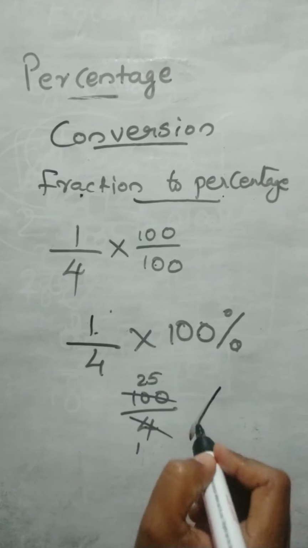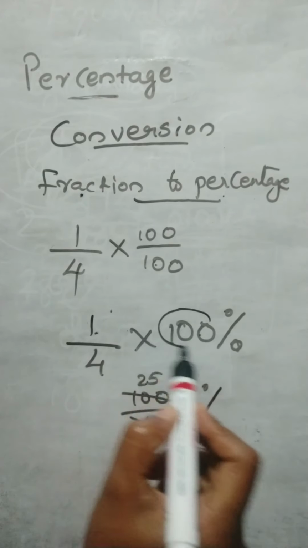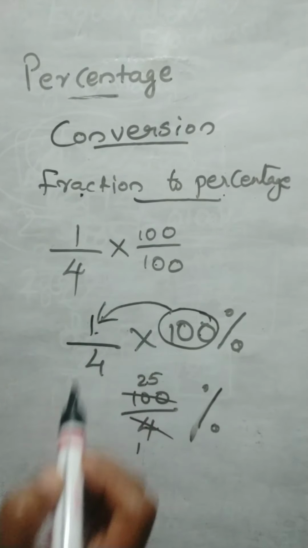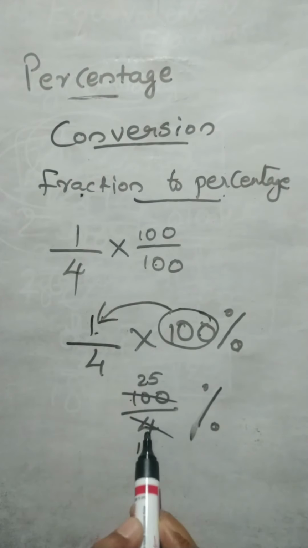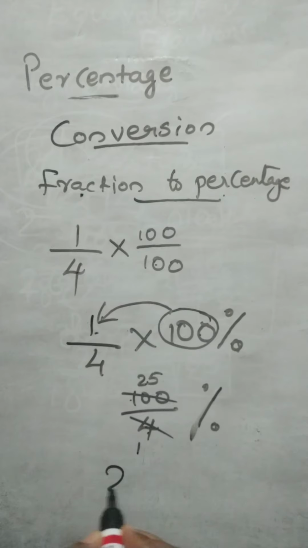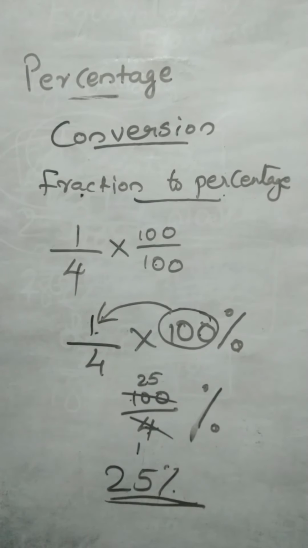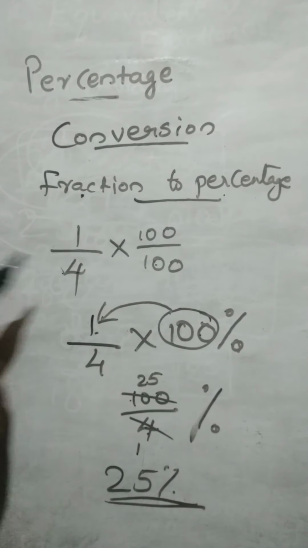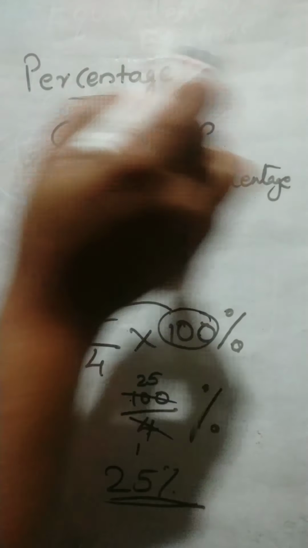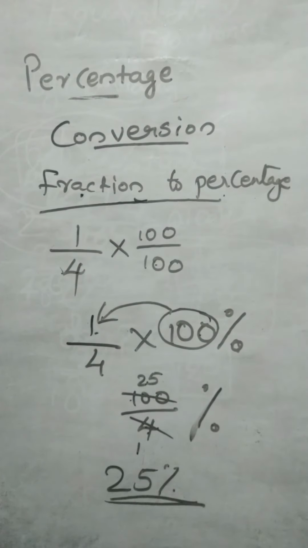Now the percentage symbol. This 100 we multiplied with 1. So 100 on 4 is equal to 25 on 1. So we can write 25% is the answer. So 1 by 4 is the fraction. When we convert this fraction into percentage, we will get 25%. Okay.